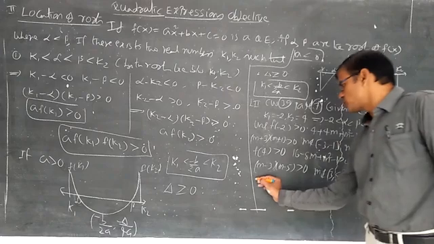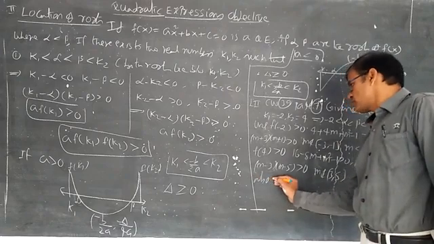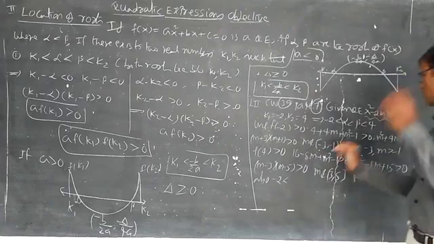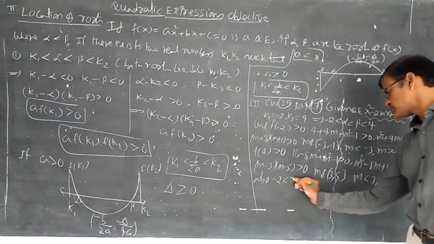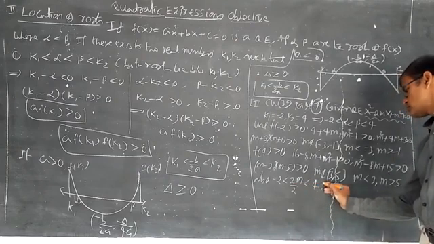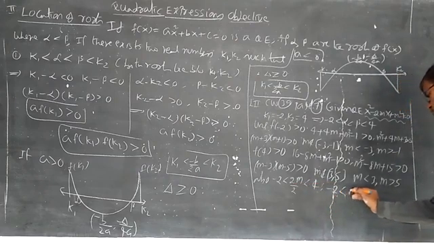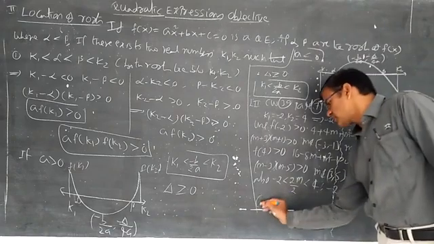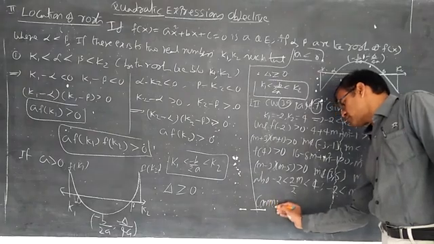Next, also the condition: minus 2 less than minus b by 2a. What is minus b by 2a here? 2m by 2, less than 4. So minus 2 less than m less than 4. Depending upon all the conditions, you can write the common domain.